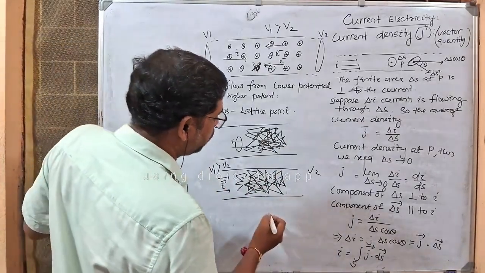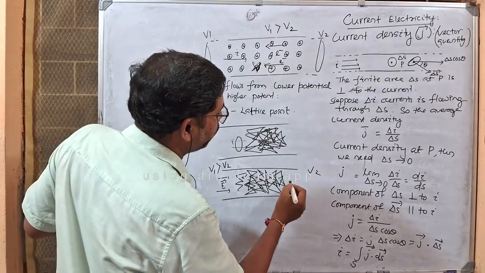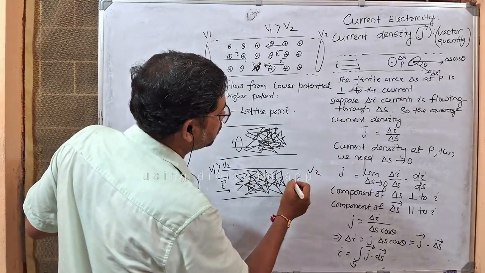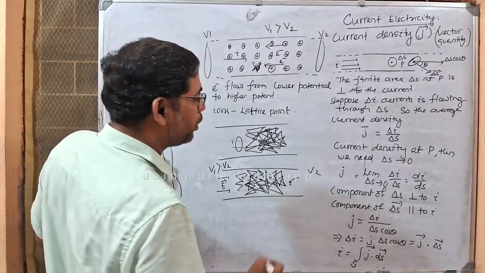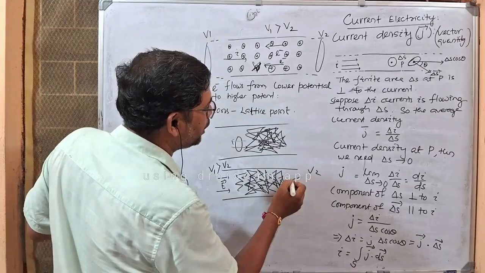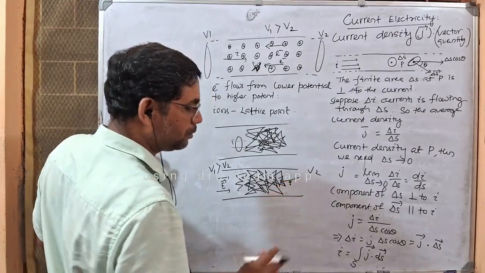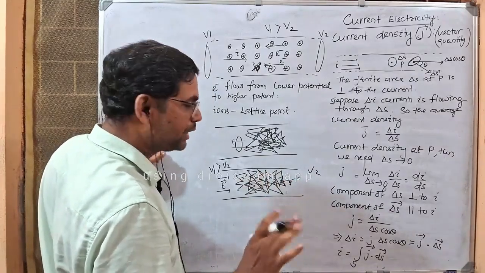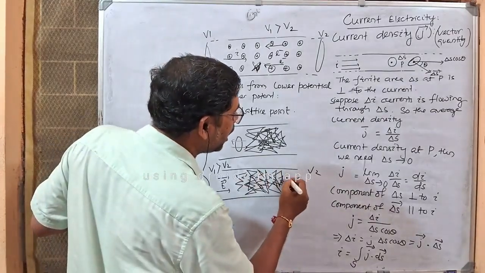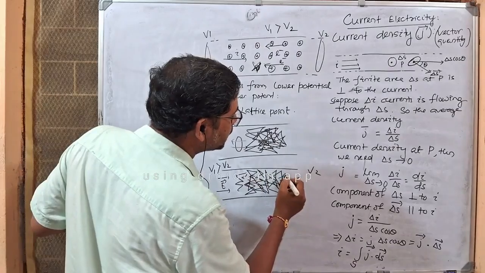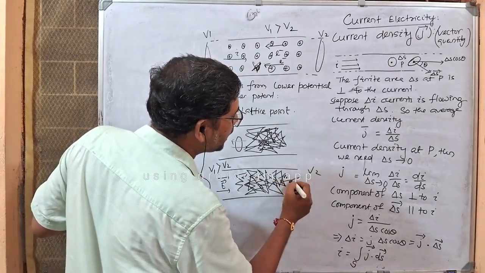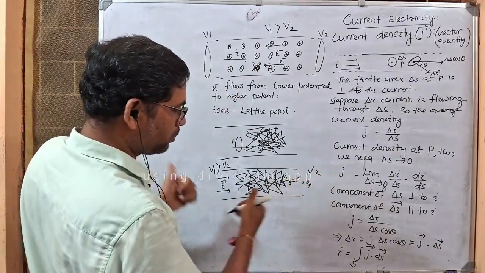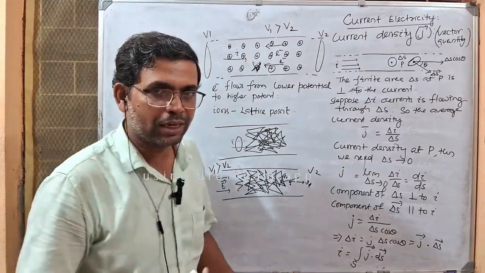Suppose this is a lattice point. When an electron interacts with a lattice point, either it will have the same velocity in this direction, with no change in direction, or, suppose its drift speed is Vd in this direction, it can just rebound in the opposite direction with Vd. So plus Vd or minus Vd, it has both possibilities, right?